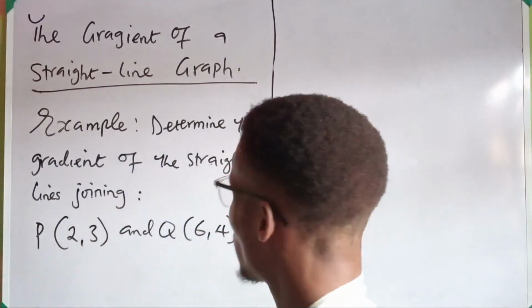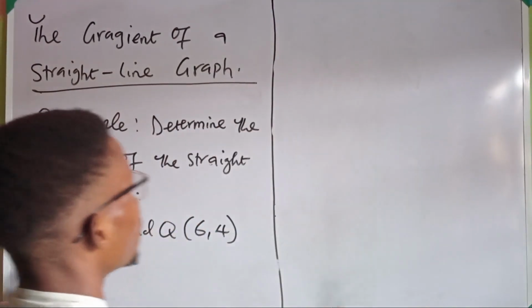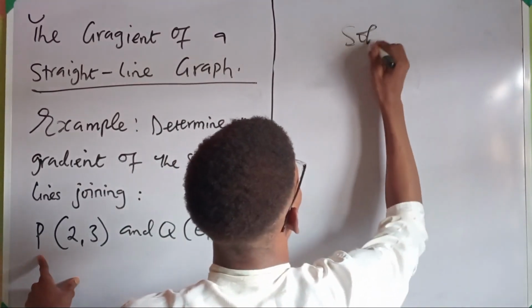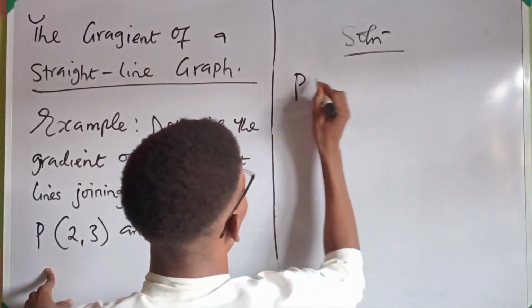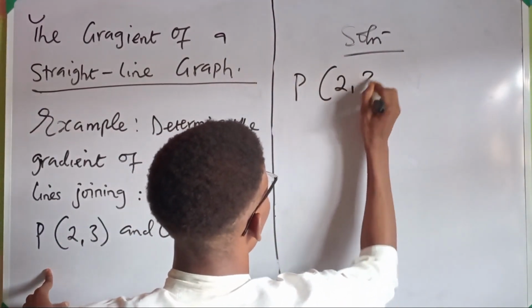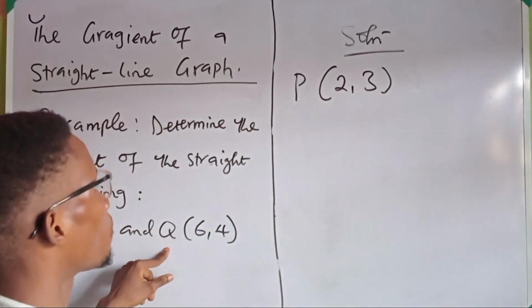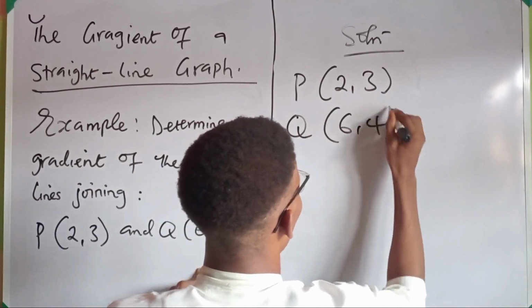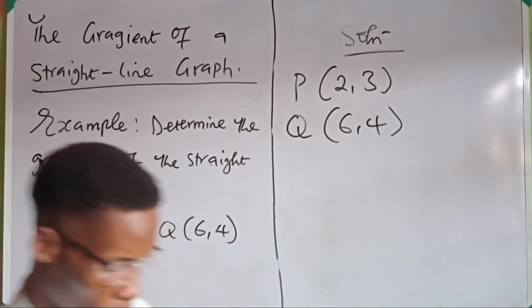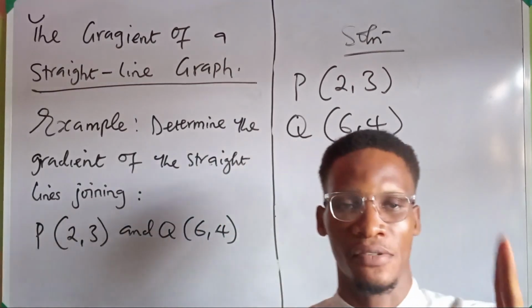All right, so we're going to solve this problem now. Solution. We're given the first point P as (2, 3), and the second point Q as (6, 4). When you're solving this problem, you represent it in two axes.